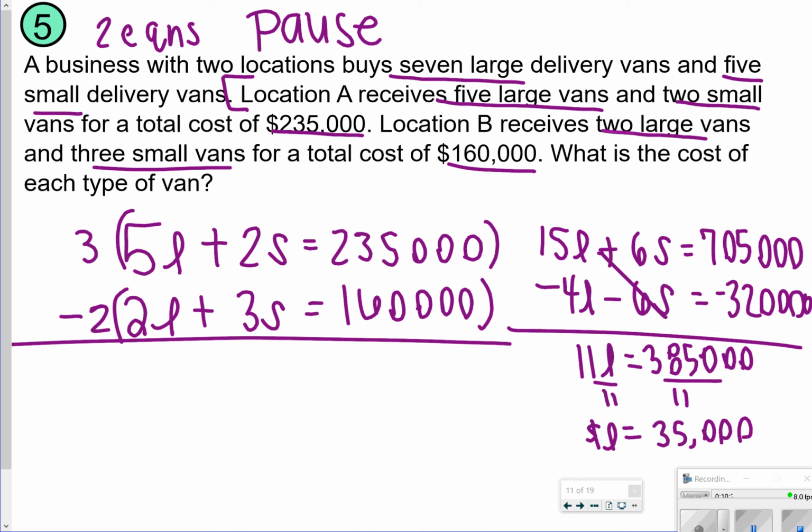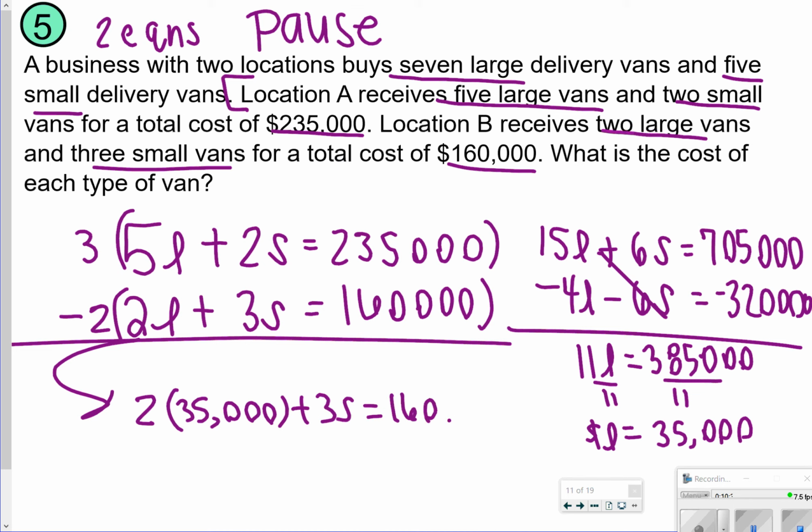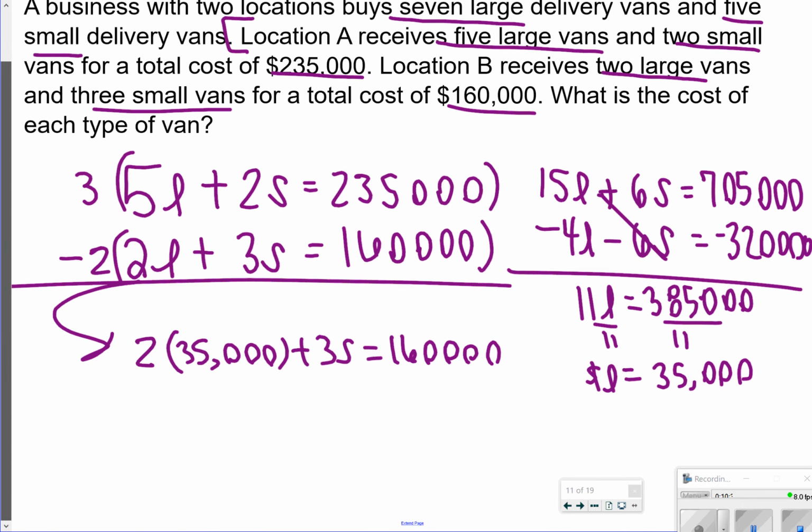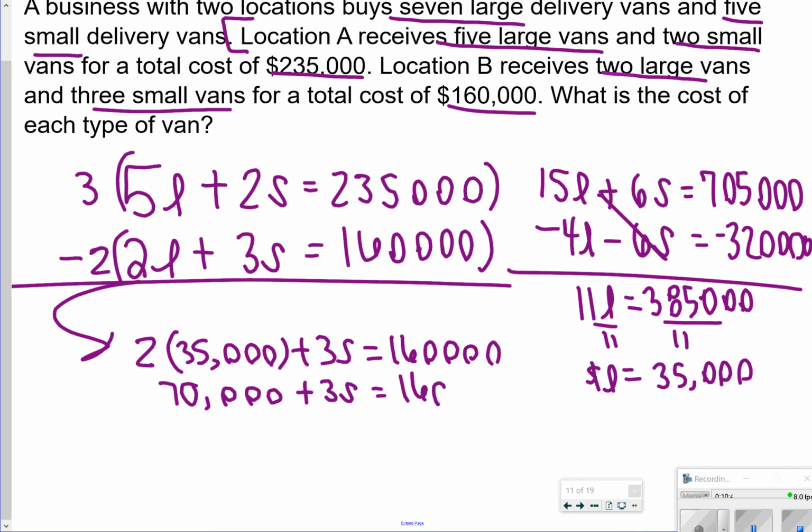Now I'm ready to plug that back in. So what I did is I just took my original equation with 2L and plugged it back in. So 2 times $35,000 plus 3S equals 160,000. I know that 2 times 35,000 is 70,000. So plus 3S equals 160,000. And then subtract 70,000.